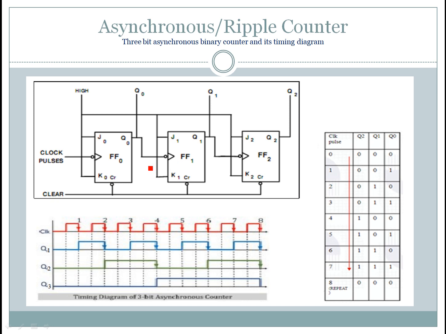That means the flip-flop output changes its state during the negative edge of the clock pulse. That you can see in the timing diagram. So the negative edge is nothing but this edge, that is high to low, or you can say the falling edge or negative edge. So only during the negative edge of the clock pulse, the flip-flop changes its state.